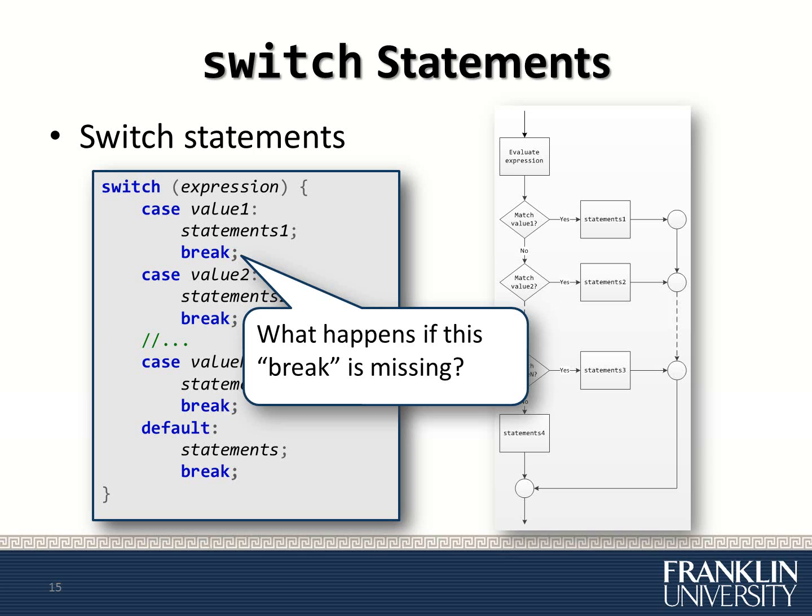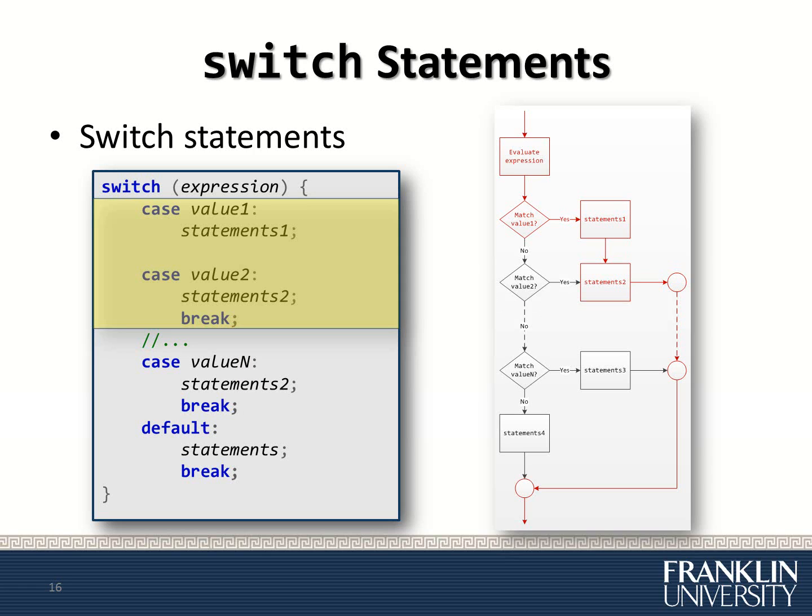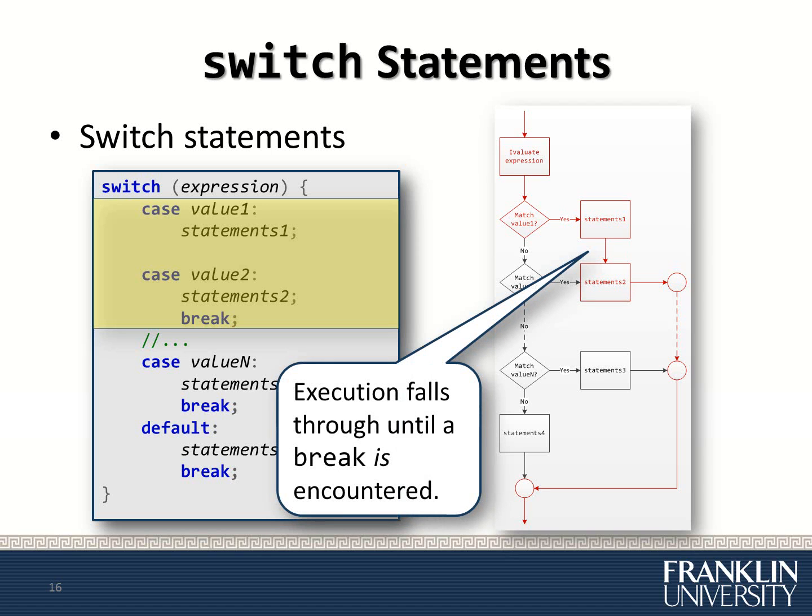If the break is missing, then we're going to do what's called fall-through execution. So let's say that value 1 matched, and we're missing the break after the case for value 1. So it will execute statements 1, and then it will fall through and it will execute statements 2. In other words, execution falls through doing all those statements until a break is encountered. So missing break statements can be the source of some bugs in your switches.